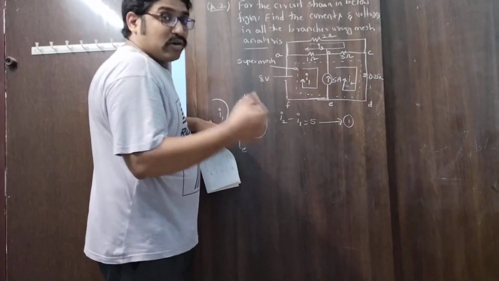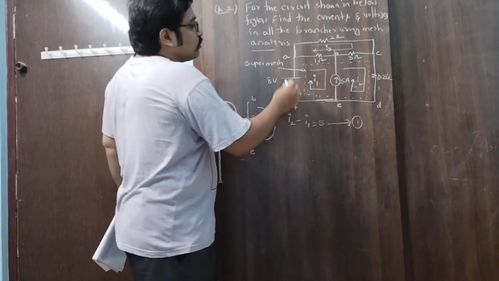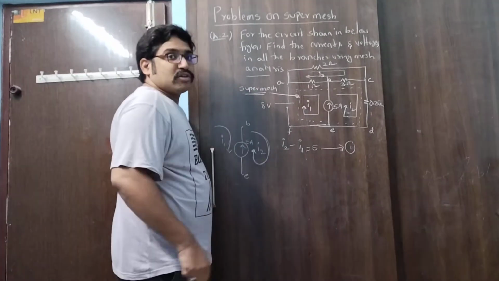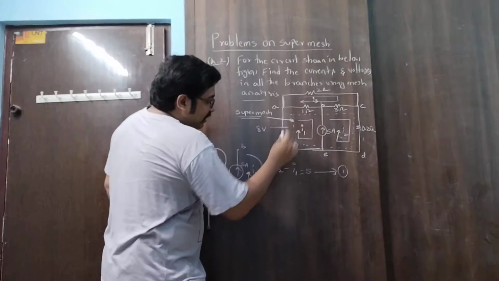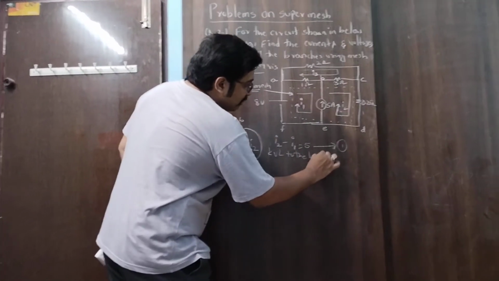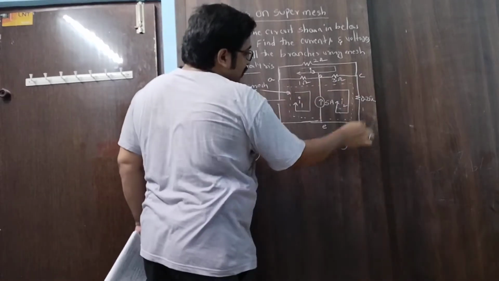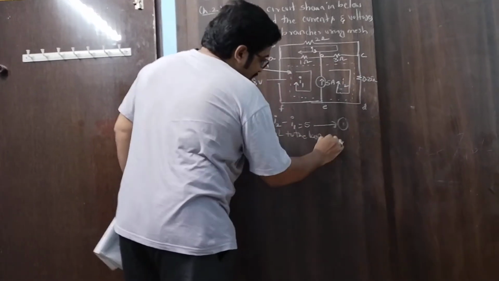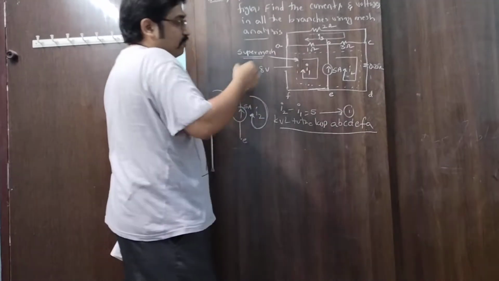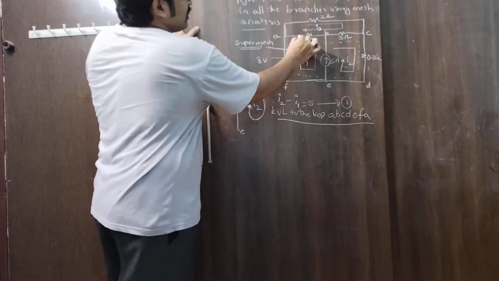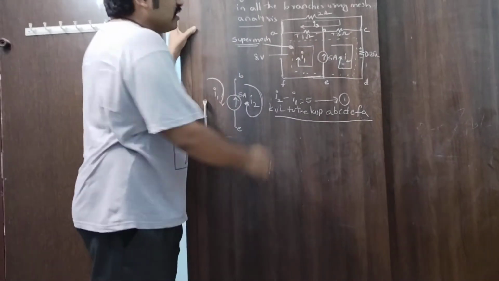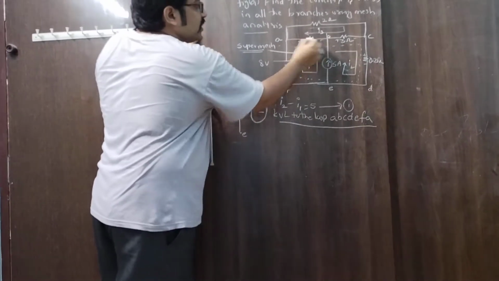Next, what we need to do for the next step is apply KVL to the super mesh of the two loops. So applying KVL to the loop A, B, C, D, E, F, A. You need to apply KVL to this loop. Current entering is positive, leaving is negative. You are traveling from A to B.